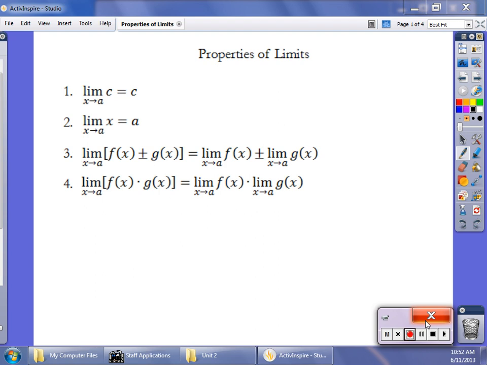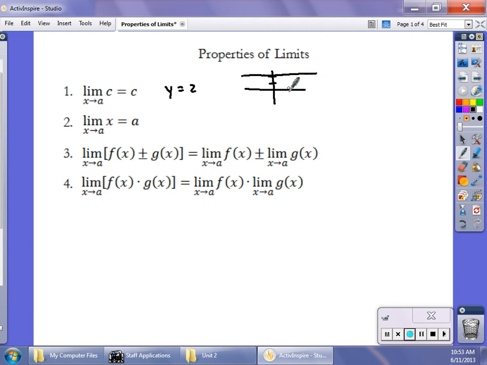On our first property, we have the limit as x approaches a of a constant value. That's going to be something like, if you had the equation, let's say, y equals 2. Y equals 2 is a horizontal line at 2. So no matter what the x value is, the y value is always 2. So let's say a is here. Well, if I approach a from this way, or from this way, I'm still at 2.